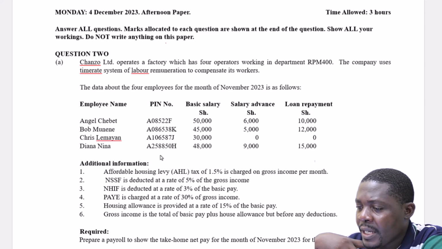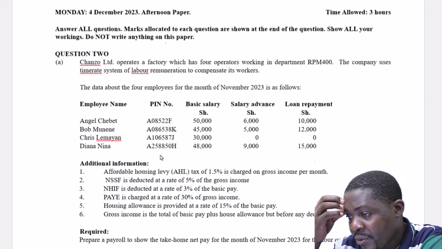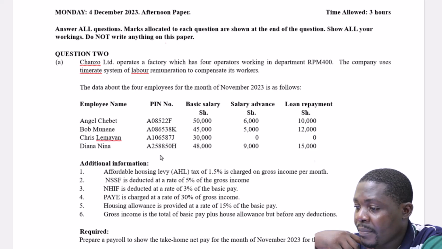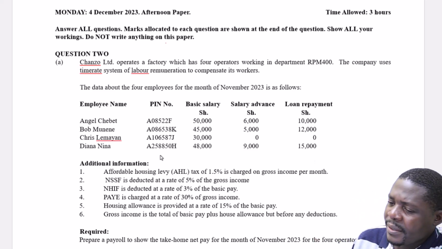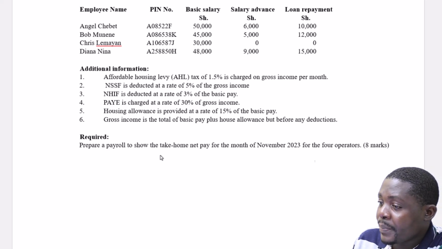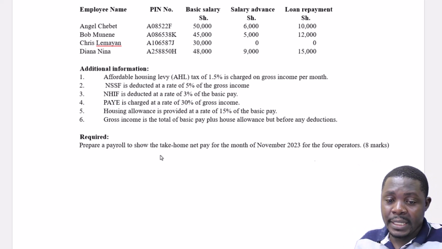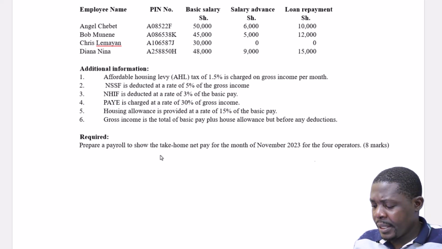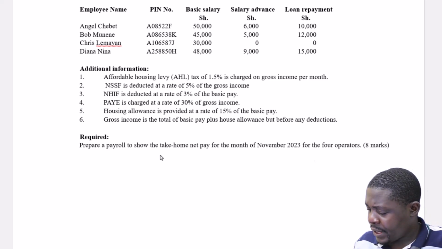The gross income is the total of the basic pay plus the house allowance before any deductions. Required, prepare payroll for them to show the take-home net pay for the month of November 2023 for the 4 operators. Let's try to generate the payroll for these 4 operators.